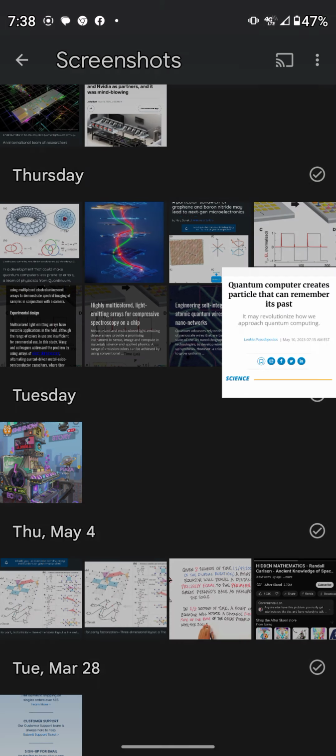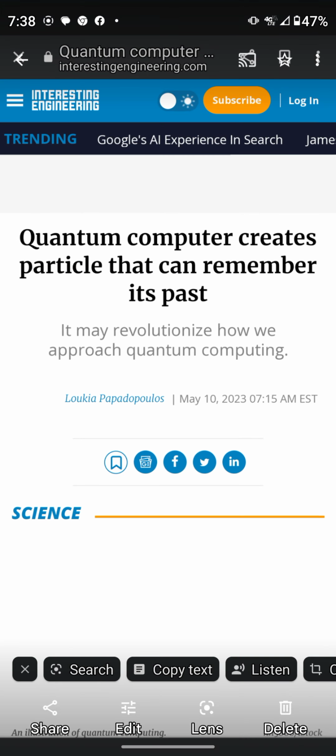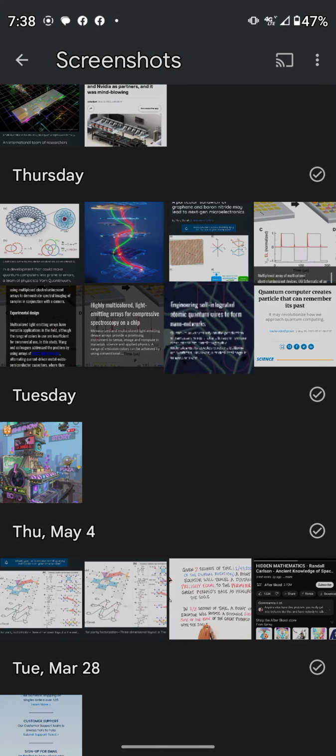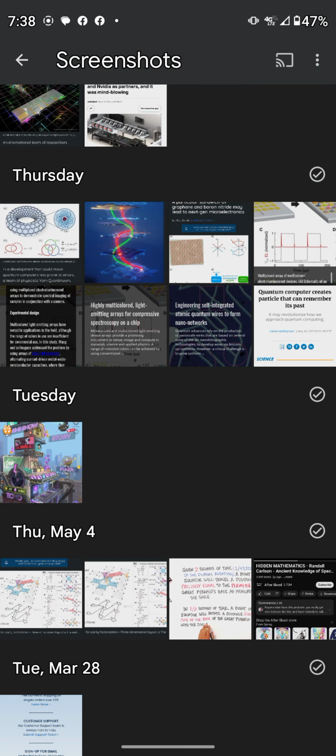Now, there's something called non-abelian anyons. I believe that's what they're called. They're basically particles that can remember what happened to them, which is very cool.